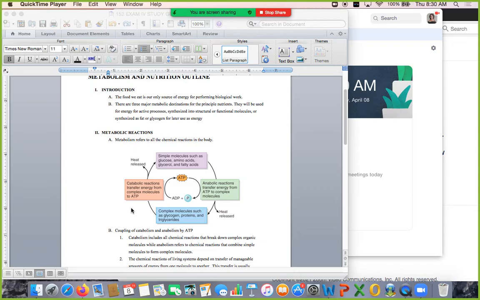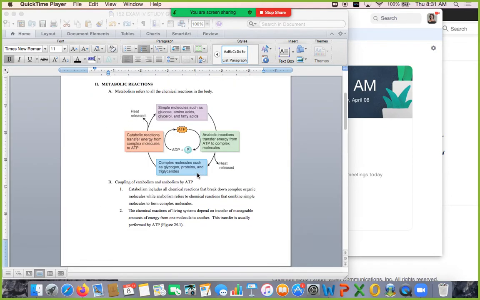This ADP and ATP cycle that you're seeing here shows how certain reactions, namely reactions that build things up, anabolic reactions, require energy put in, and reactions that break things down release energy that's then used to form ATP. That's what you're seeing here in this diagram.